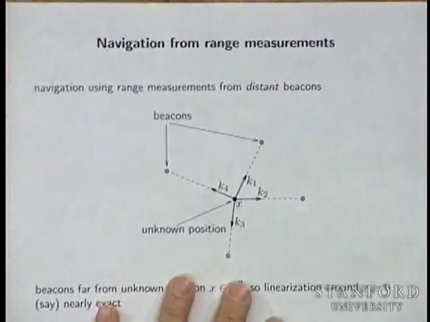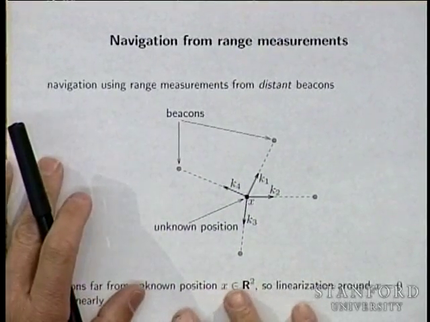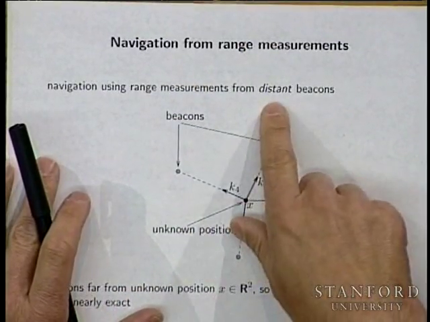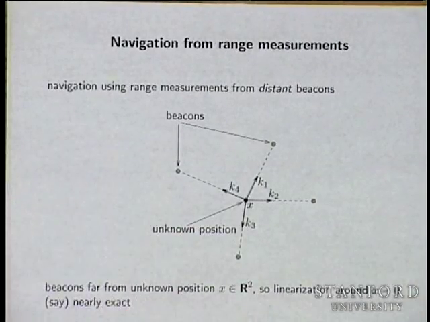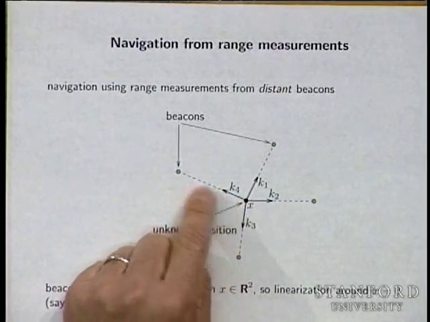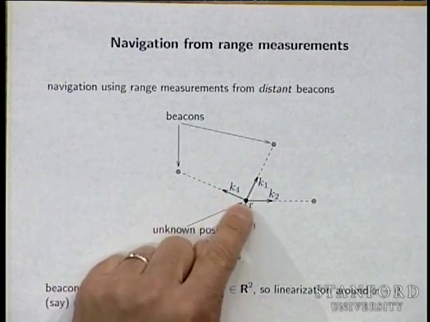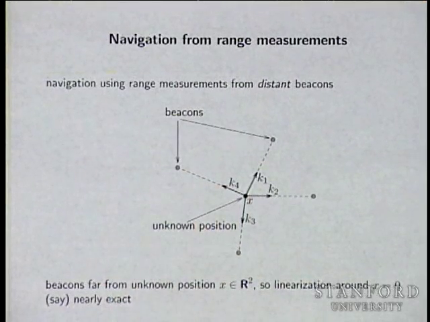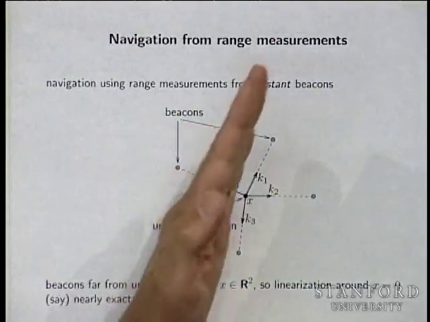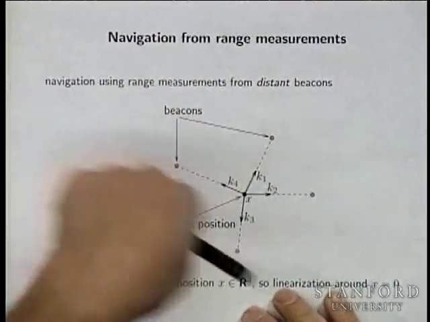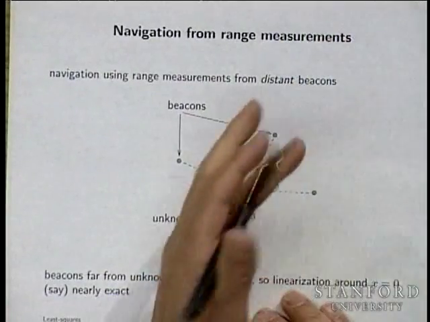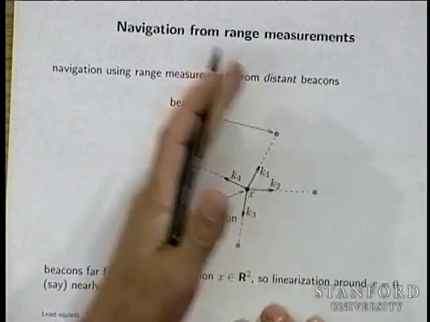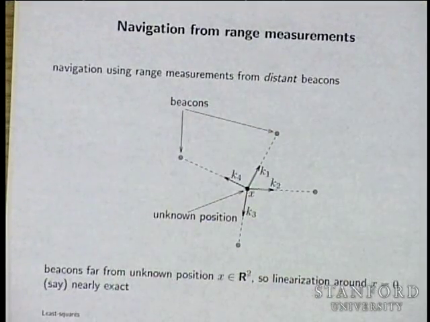Okay, so let's look at a simple example and let's just see what this does. So this is navigation from range measurements. And it's distant beacons, so we're going to use the linearized measurements. Now what that means is each measurement is an inner product along this normal vector pointing from the unknown position to the beacon. So this measures not circles, but in fact planes, lines I guess in R2, like that's what it measures. You get this distance.